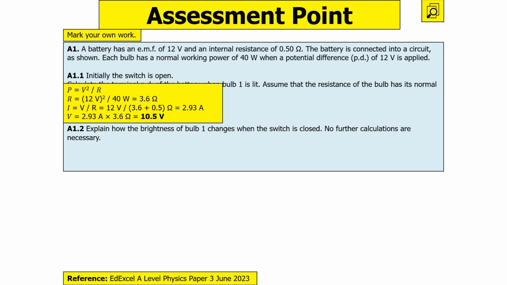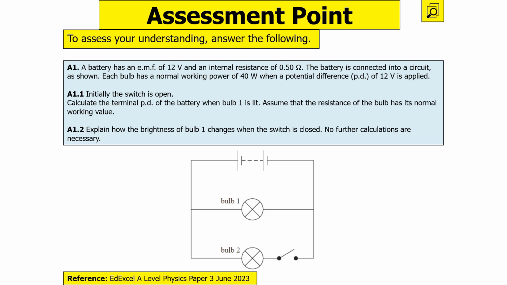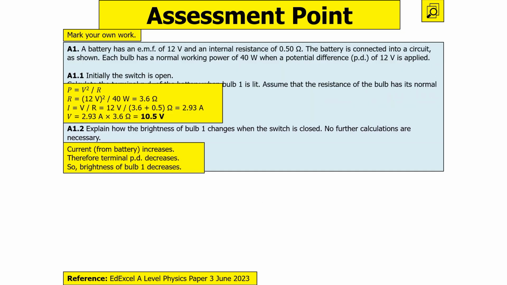Now, what would happen if the switch was closed? Well, as the switch closes, as we've mentioned before, the terminal PD will decrease because the resistance of the circuit has gone down, because there's now a device in parallel. So therefore the resistance has gone down in total, so therefore the current has gone up. So that means the terminal PD will decrease, so the brightness of bulb 1 will therefore decrease.